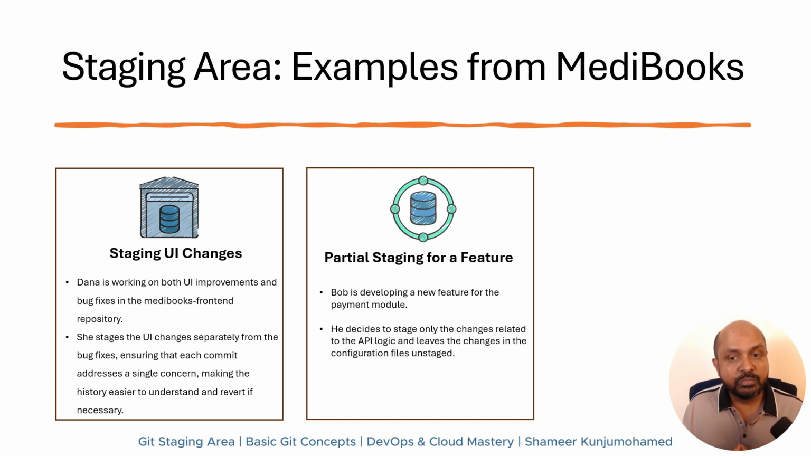Next, let's look at Bob, who is developing a new feature for the payment module. Bob makes changes to both the API business logic and the configuration files. However, to keep his commits clean and focused, he desires to stage only the API logic changes for now. The configuration changes remain unstaged until they are ready for a separate commit. This approach allows Bob to make his commit exclusively about API updates, simplifying code review and tracking the progress of the feature development more clearly.